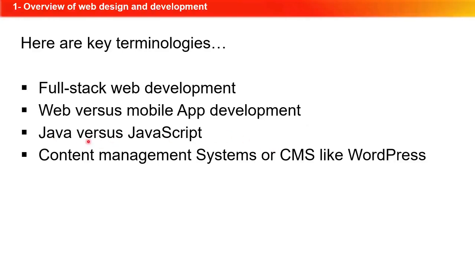Java versus JavaScript. Java is an object-oriented programming language, whereas JavaScript is typically a browser-based scripting language that provides updating of content, checking for fields. It runs locally in the browser and works to enhance the application and the user experience. And content management systems, or CMSs, like WordPress, are almost like templates where you can insert content such as text and images and use that for building a web page that will be available to others on the internet.